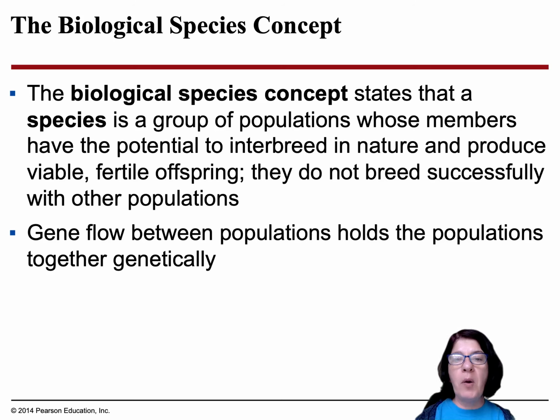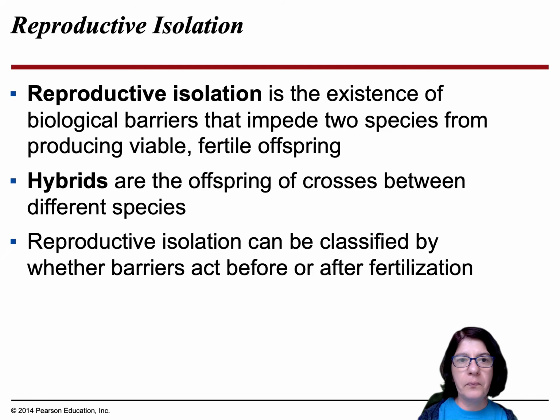The gene flow between populations of the same species will hold the populations together genetically. Different species cannot reproduce successfully with each other. This is referred to as reproductive isolation. Reproductive isolation is the existence of biological barriers that impede two species from producing viable and fertile offspring. You also need to know about hybrids. Hybrids are offspring of crosses between two very closely related but still different species. We're going to talk a little bit more about hybrids later.